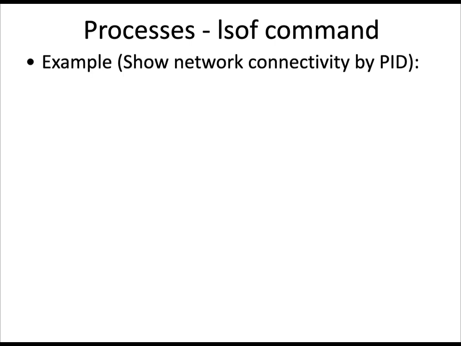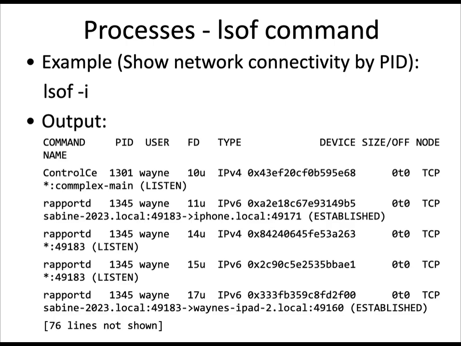Another thing we might care about is network connectivity or connections tied to a particular process ID. And we can use the lsof -i command, and the output will look like this. So it will tell me what type of connection it has open, the protocol, etc.